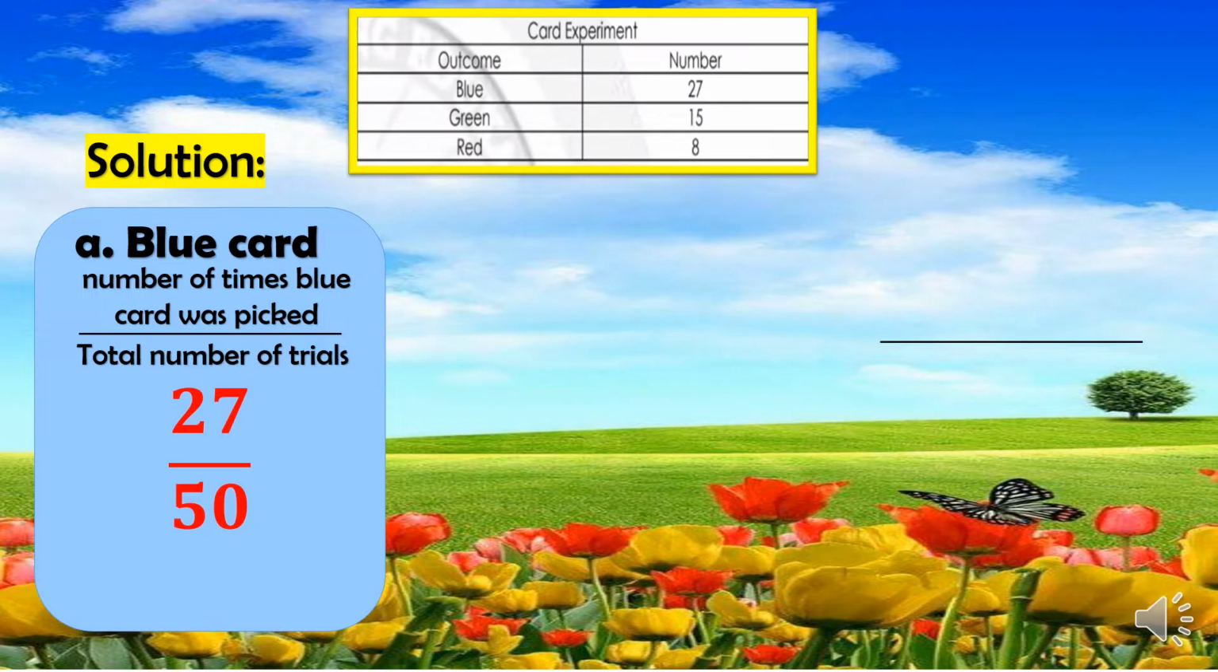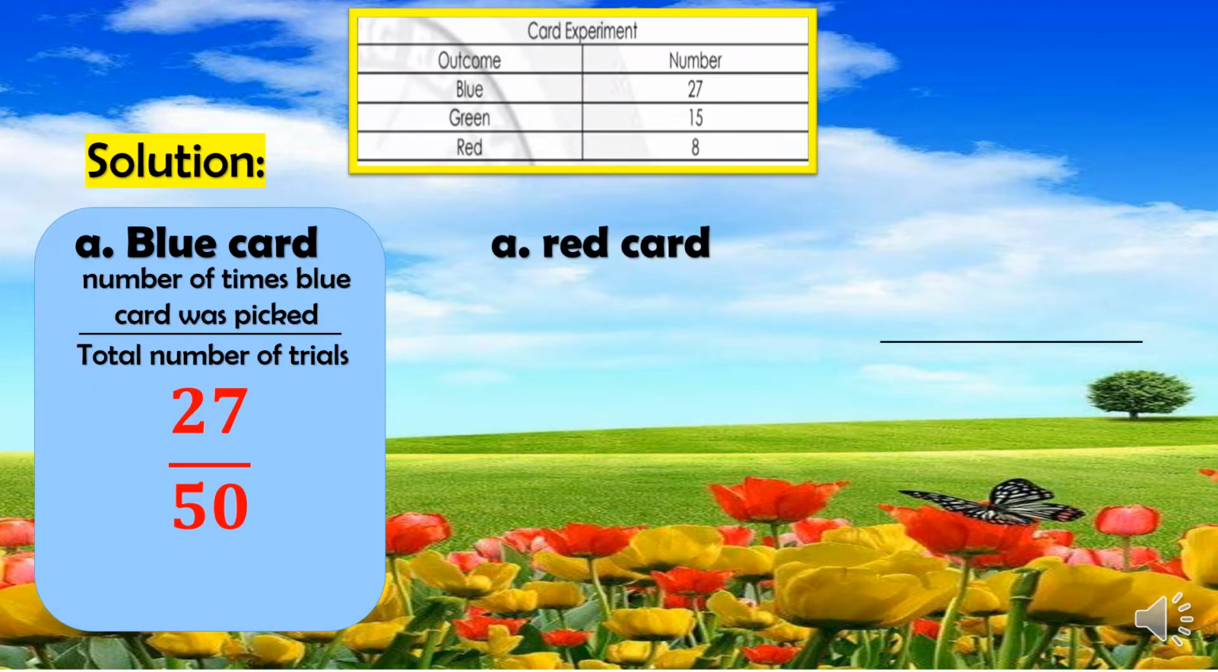So saan galing yung 50? That is the total number of trials. So we just add yung number of blue, green, and then red. So that is a total of 50. So that means the probability of getting a blue card is 27 over 50.